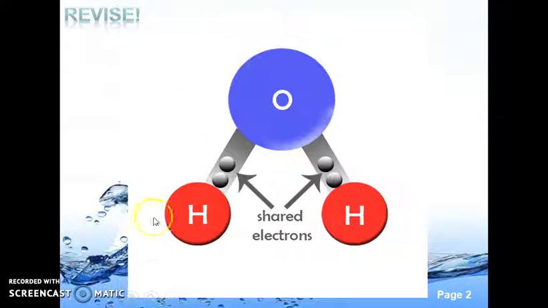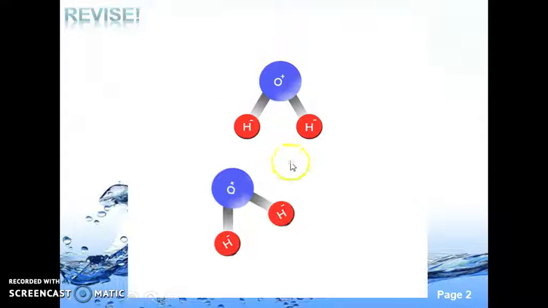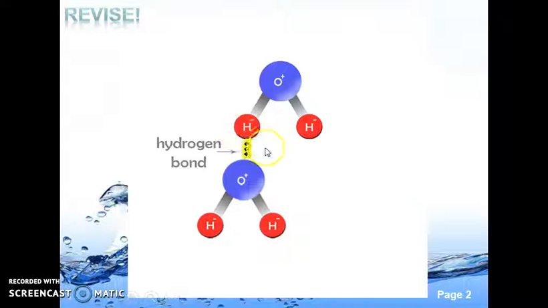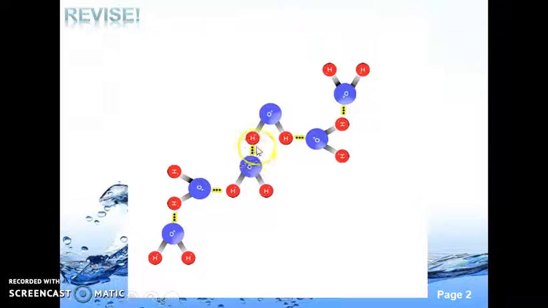Let's revise the structure of water. Water consists of oxygen and two hydrogens, and hydrogen shares electrons with oxygen. Each molecule of water can form 4 hydrogen bonds. And the yellow one here is the hydrogen bond between water molecules.